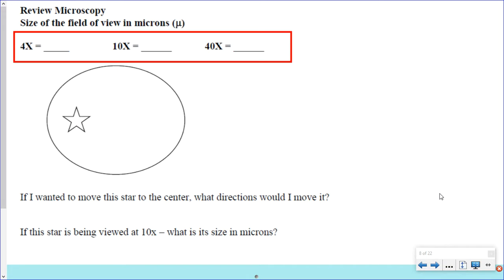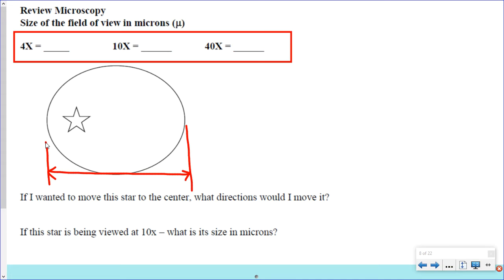Okay, so before we begin working at our lab stations, we want to review some of the stuff about microscopy. So first off, the size of the fields of view, which would be this distance across, for the different objectives.